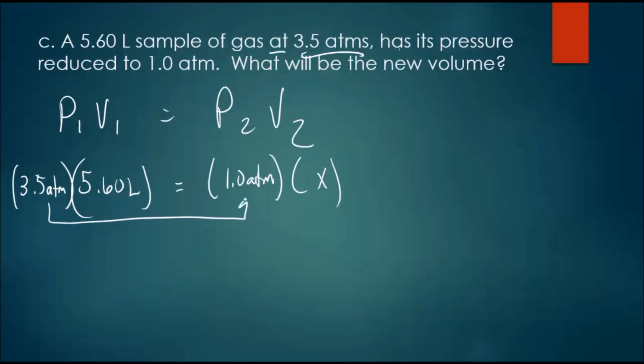If you lowered the pressure, what should you expect the volume to do? Higher. And it looks like you lowered it by about a third, right? So you should triple the volume, so it should be around 15, a little more than 15. What is it? Who's got it? Yeah, that's what I got. 19.6.